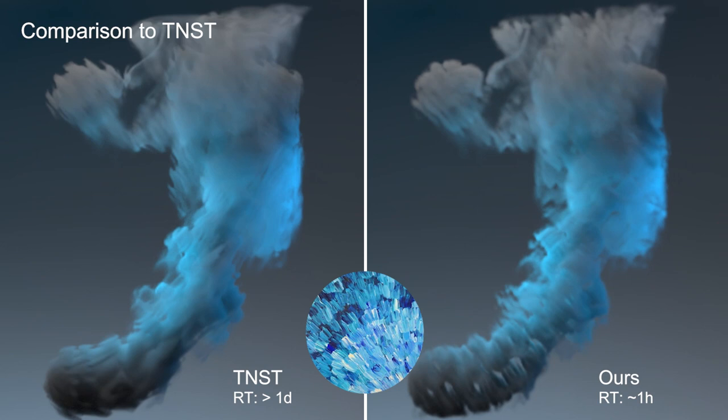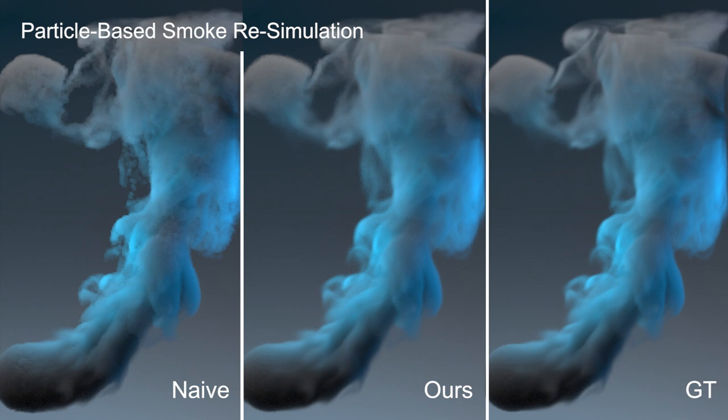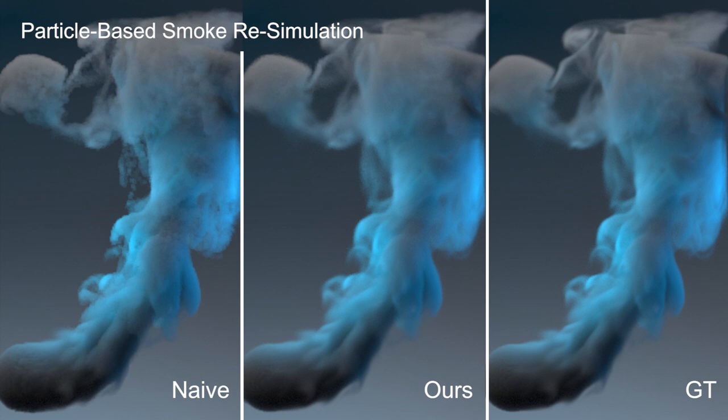Since traditional smoke solvers are based on grids, we provide a simple but efficient pipeline to transfer quantities to our particle representation. On the left, we show the results of applying a naive particle sampling approach. The middle sequence shows our improved initialization. And on the right is the original grid-based smoke. Our approach captures the original smoke simulation closely, even when sampling only one particle per cell.